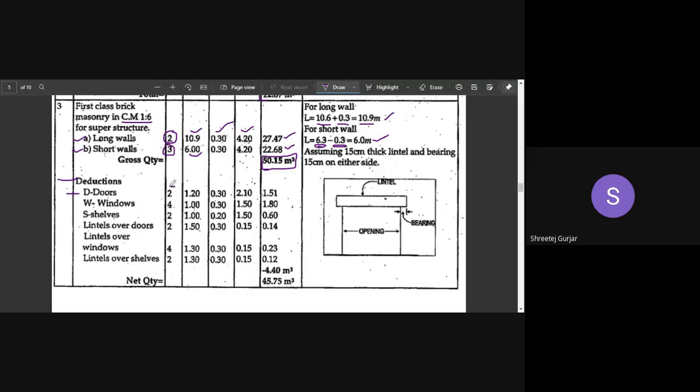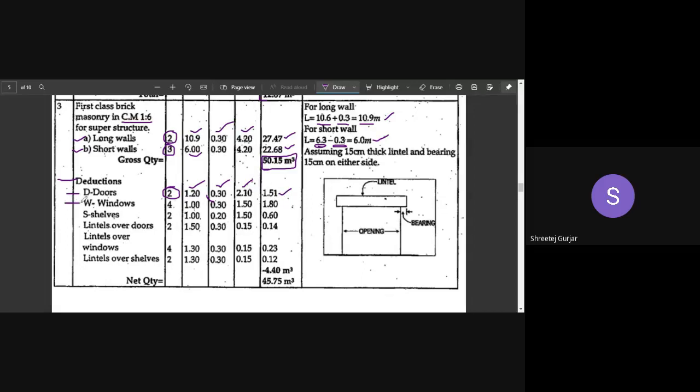You can see in the plan, you have 2 doors, and the size of the door they have mentioned is a width of 1.2 meters, and the thickness will be the thickness of your wall itself, that is 0.3, and the height is 2.1 meters. This they have mentioned in your figure. Multiplying 2 into length, breadth and height, we get this much meter cube of brickwork deduction for doors.